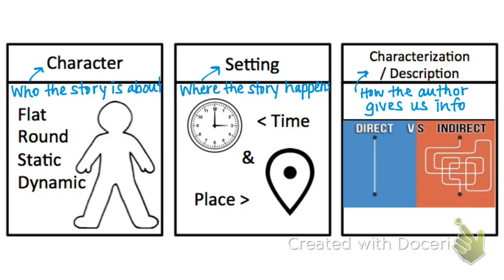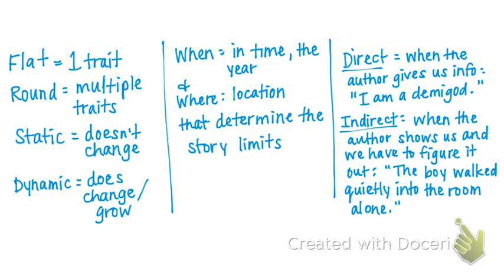So here we go to the notes underneath the flap. So characters. There are 4 different types of characters I'm going to talk about. First is flat. A flat character has one trait. They just are one thing, like for the whole story. For example, Cruella de Vil in 101 Dalmatians. She's only cruel. She's never nice. She never does anything for any other reason than selfishly, so she's a flat character. There's not a lot to her.